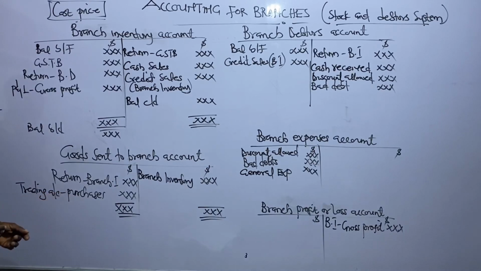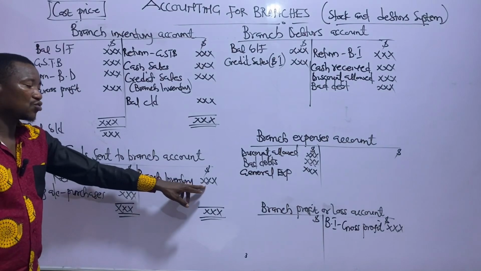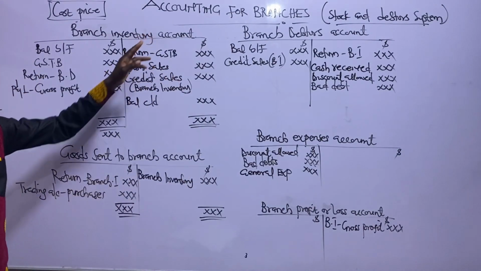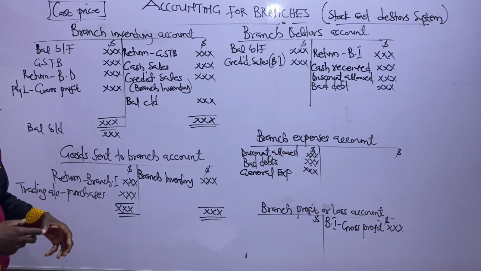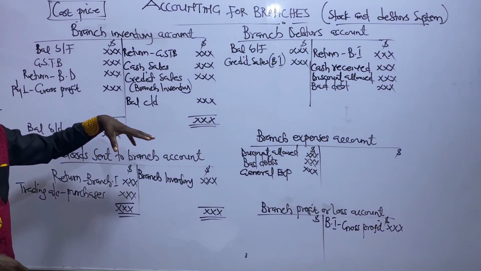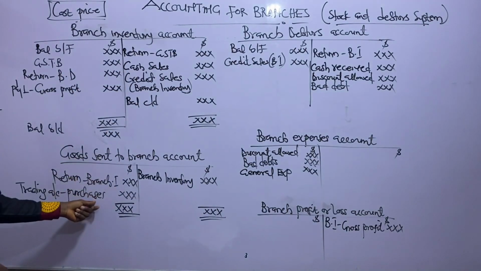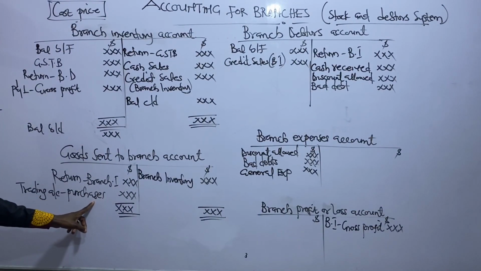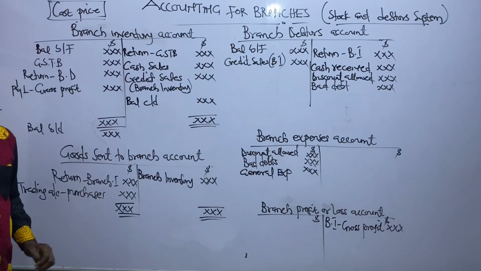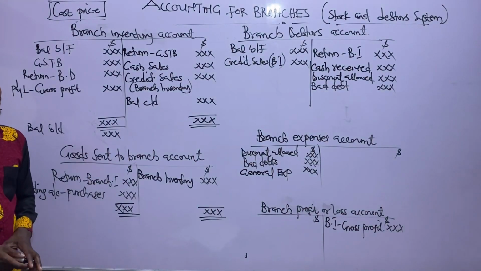Is that okay? It is purchases because the total goods of this is sent to the branch. The branch has returned some. So the difference, it is the goods that is with the branch. So the branch will consider that as purchases. So that is that. So this will be transferred to the trading account of the branch as purchases. Is this clear?